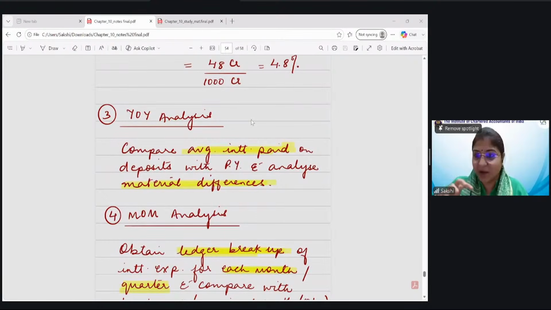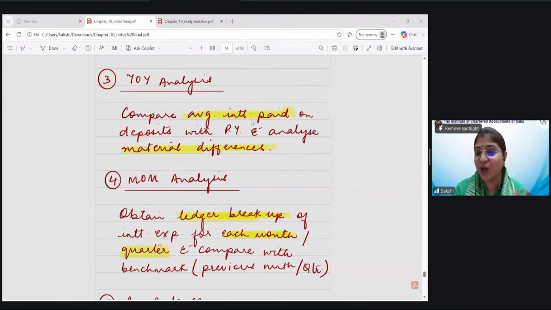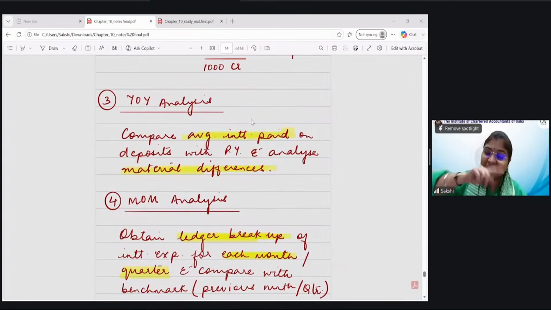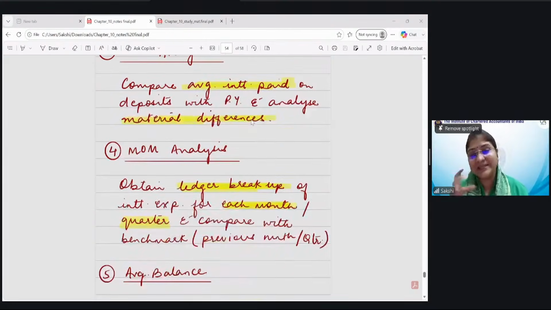This is month on month. If you compare it with the previous year, it is year on year. This is with the previous month, that is month on month. If you compare April with May, that is month on month. If you compare with the previous year, it is year on year. Like in 25, the average interest paid was 20 crore. But in 24, it was 30 crore. So this difference year on year, we say it is year on year analysis. Month on month, it is the same, but we compare it with the previous month.